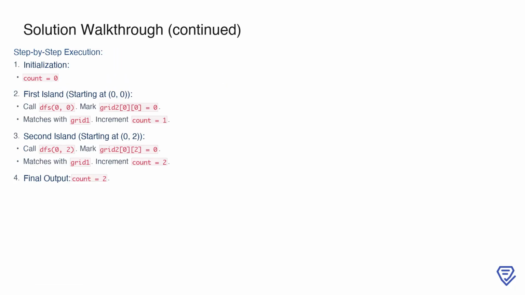To summarize, the key to solving this problem is systematically exploring each island in grid 2 using DFS while checking its validity against grid 1. By marking cells as visited, validating overlaps, and incrementing the count of sub-islands only when all conditions are satisfied, we can efficiently determine the result. Across the examples, we've seen how to handle cases where islands overlap partially, fully, or not at all. This approach ensures that we accurately count the sub-islands in grid 2 while adhering to the constraints of the problem.